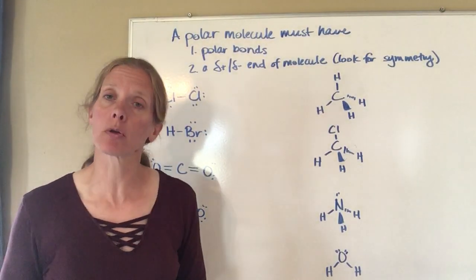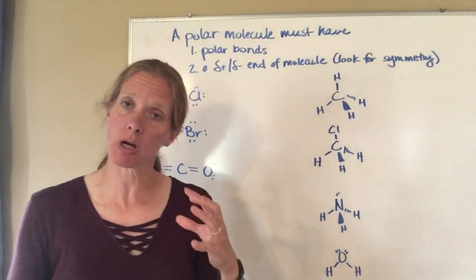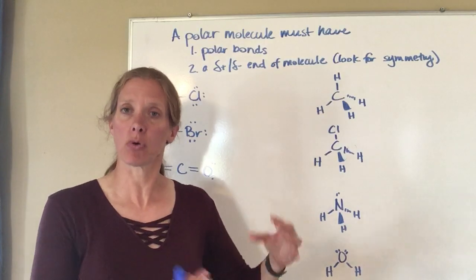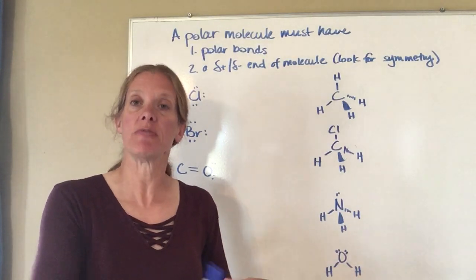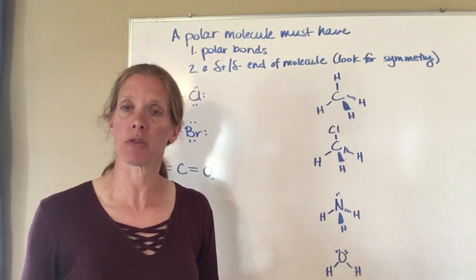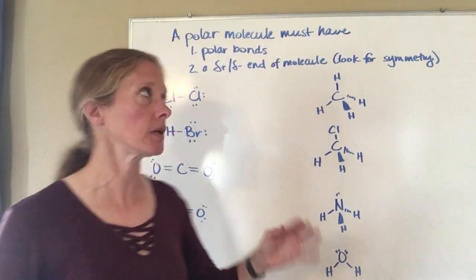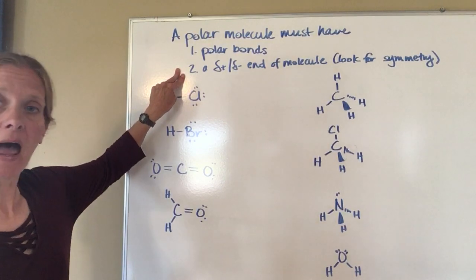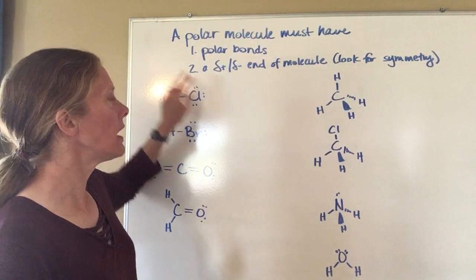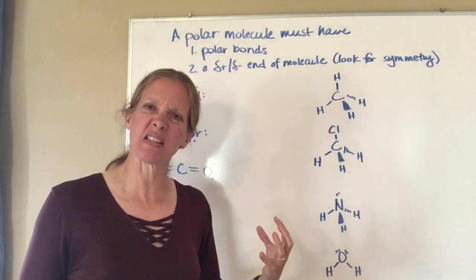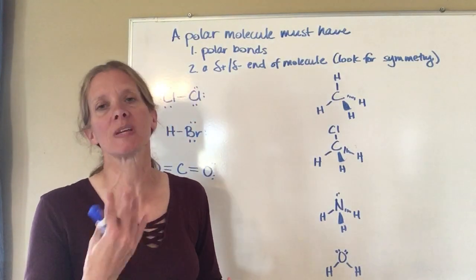So if you remember, a polar bond means that the electrons are not shared equally and one of the atoms has possession or has control of those electrons more of the time than the other atom that it is sharing the electrons with. So an unequal sharing of electrons in the bond. And then the second thing it has to have, if you're going to have a polar molecule, is, the way I like to describe it, a partially positive end and a partially negative end.